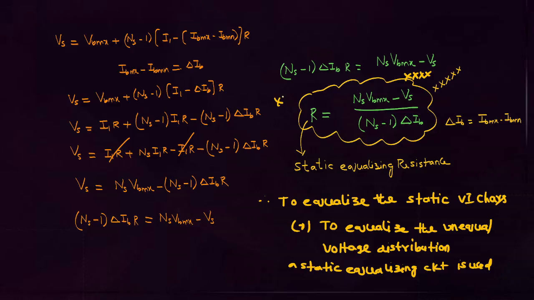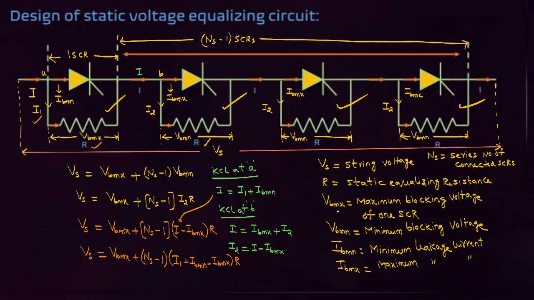What is that resistance? R equals Ns into VBMX minus Vs, by Ns minus 1 into delta IB, where delta IB equals maximum leakage current minus minimum leakage current. Ns is the number of series connected SCRs. All the terms that I have given, please go through these terms.